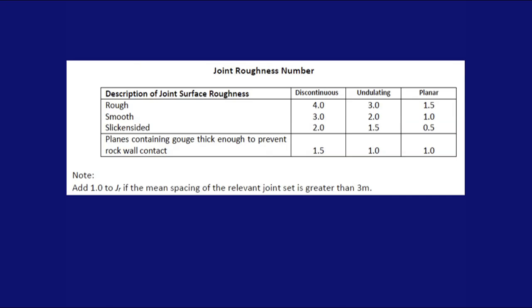Here we have the table for the joint roughness number, and it takes into account the large-scale roughness and the small-scale roughness. So you'll see on the larger scale, you have discontinuous, you have undulating, and you have planar as descriptions. And on the small scale, you have rough, you have smooth, you have slickensided, and you have also cases where you might have gouge in the joints thick enough to prevent rock wall contact. And there's corresponding numbers to those descriptions.